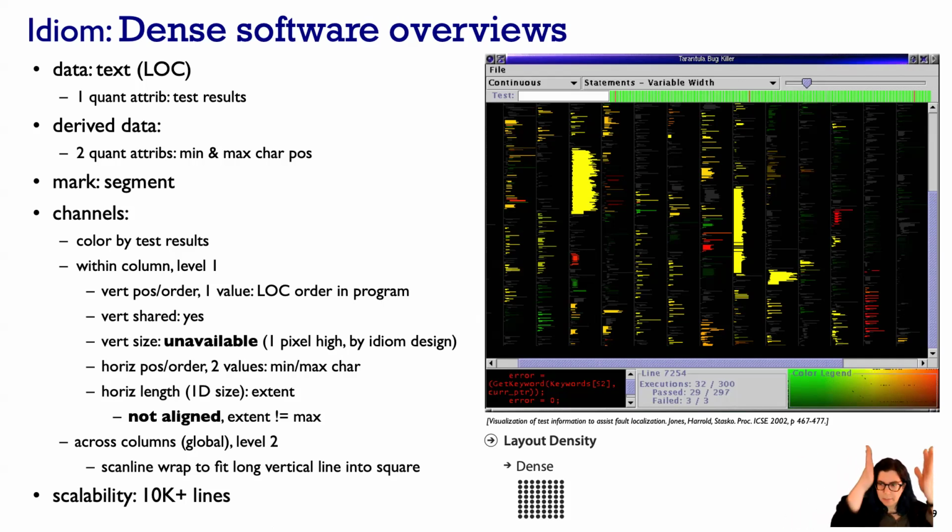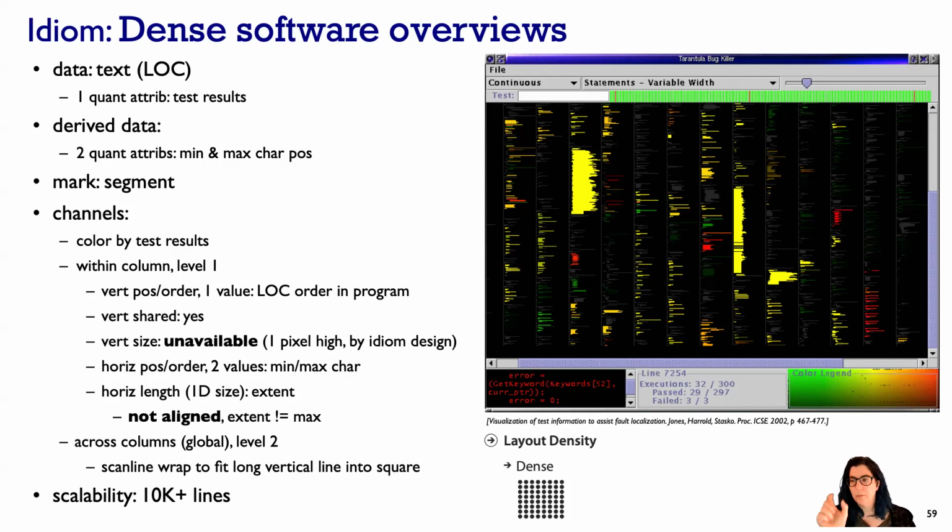Now, this is another one of those two-level layouts. So let's just think about a single column, that single column on the left side there. What we're doing is, well, the vertical order is just the order of the code in the program. It's just that line of code order. And it is shared in that it's actually just a 1 pixel high line. So these are very, very aggressive in terms of information density. So it's shared, these lines are all touching, and the vertical size is not available. This is a uniform 1 pixel high thing.